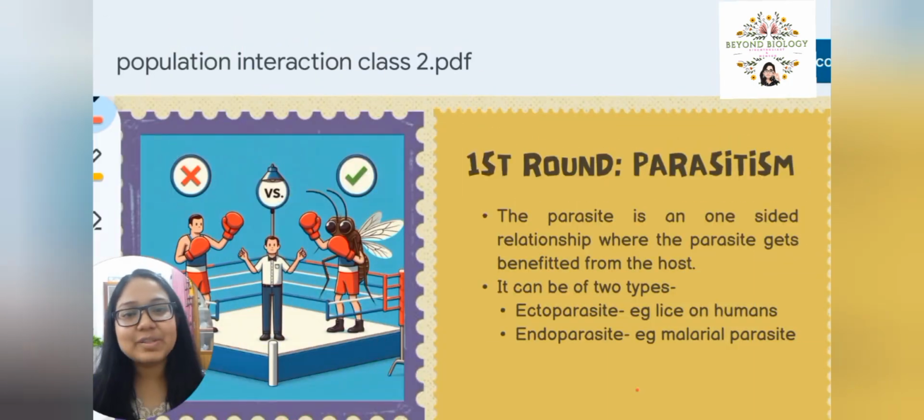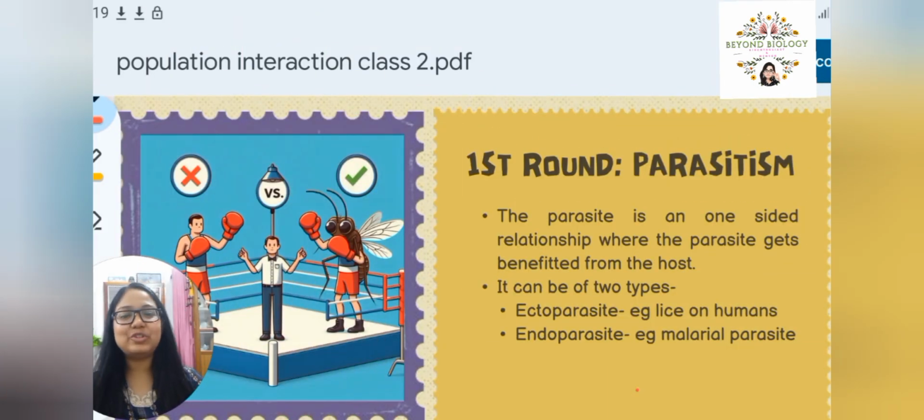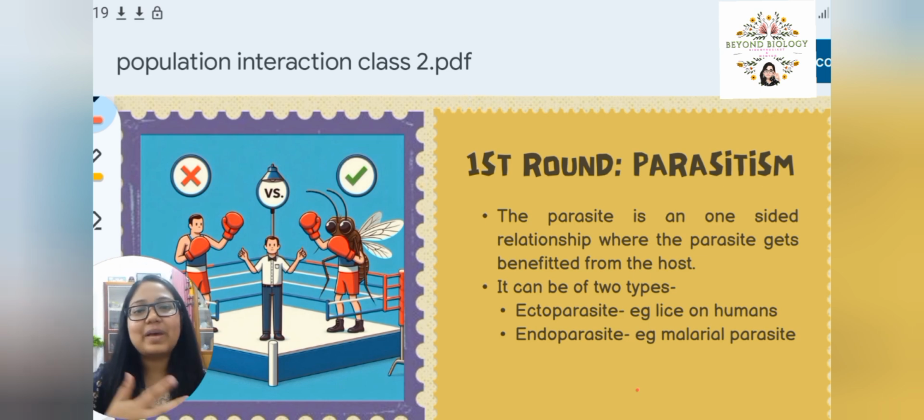So the first one is parasitism, and I know this one is a bizarre picture. When I made this picture, I tell you, I was in splits and I laughed so hard my jaws were hurting.